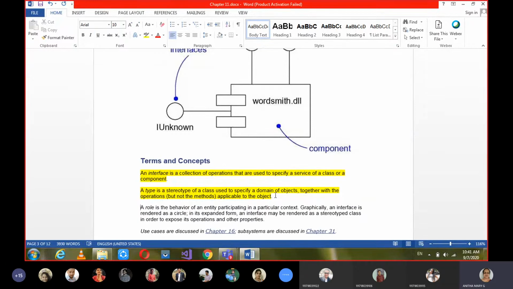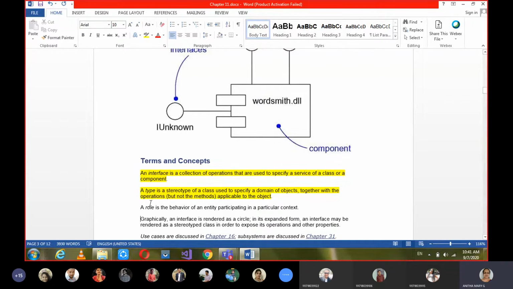And then role. So any example you can tell me about role? So a person and a company. What is the person's role in a company? Employee. Person's role is employee. Okay, and the company's role? Company's role?